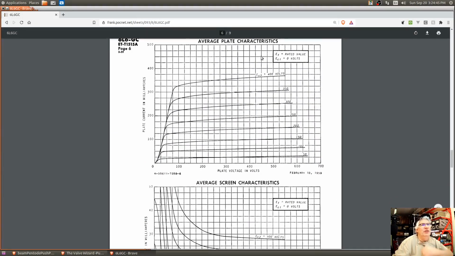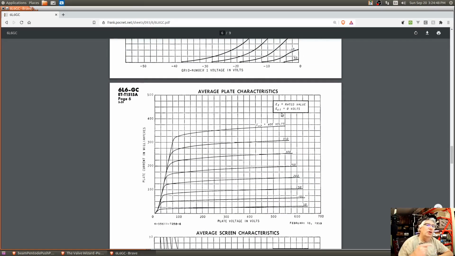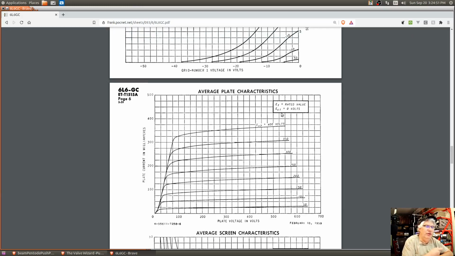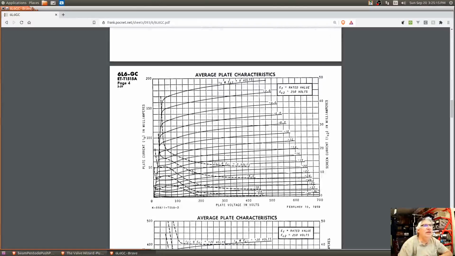This graph here is the average plate characteristic. If you hold EC0, which is the grid voltage, at 0, but you vary the screen voltage, what is the highest line you get out? So at 400 volts, you have 400 down to 50. So if you don't know, we're gonna show you this today as well. This 250 line right here is the same as this line right here. Okay, because we're at 250, EC1 is 0. So this line is the same as this line.